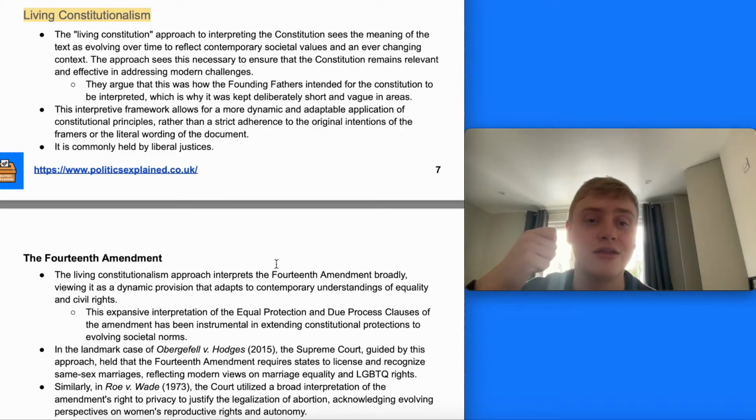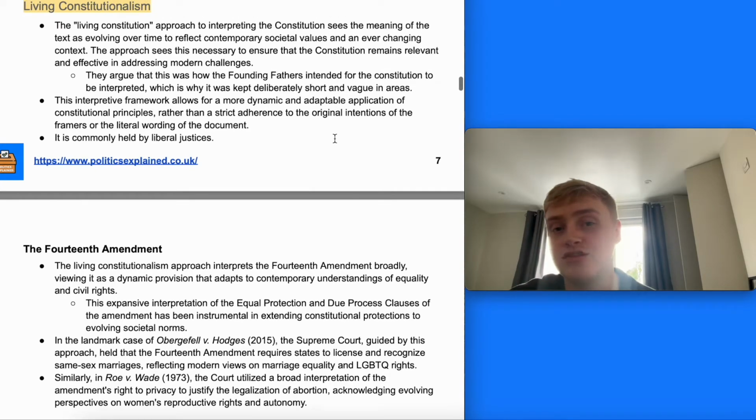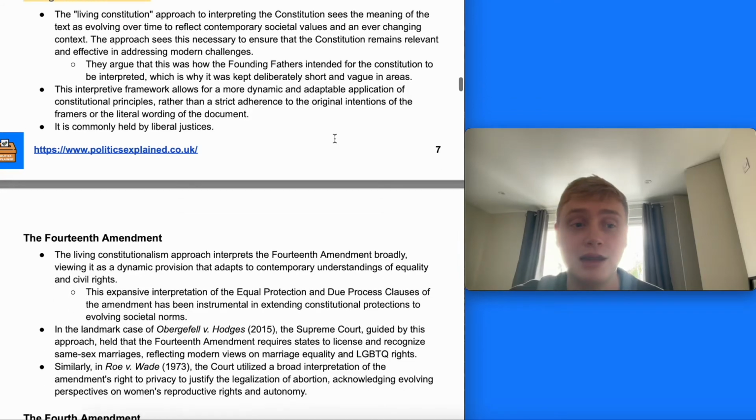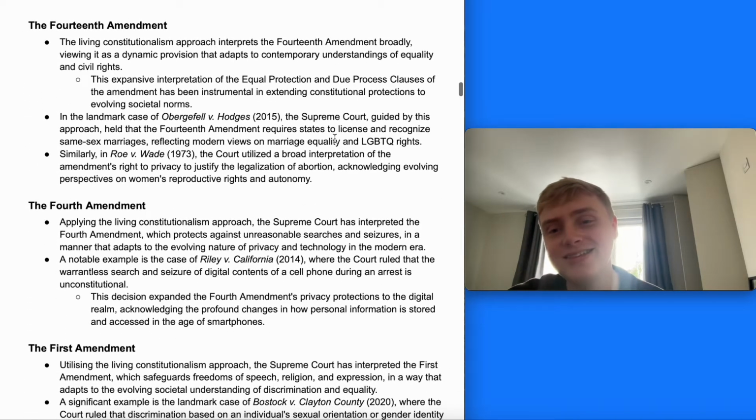And they argue that this was how the Founding Fathers intended for the Constitution to be interpreted, which is why it was kept deliberately short and vague in areas. This interpretive framework allows for a more dynamic and adaptable application of constitutional principles rather than a strict adherence to the original intentions of the framers or the literal wording of the document, and it's commonly held by liberal justices. And we can see this in relation to a number of amendments. Perhaps the most important one, the most politically significant one, is the 14th Amendment.